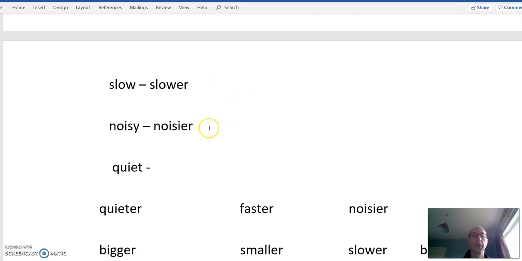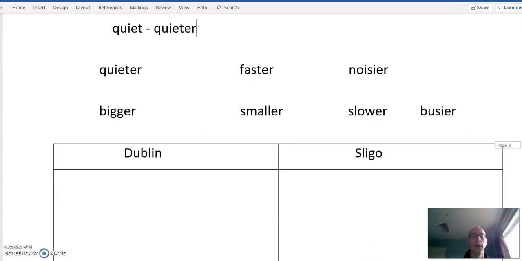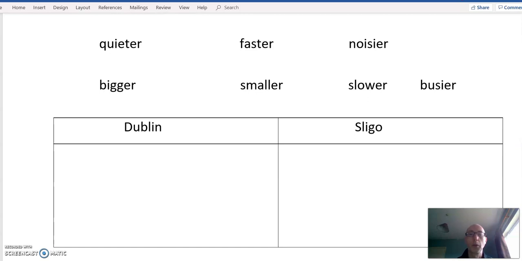Noisy, noisier. This one, we have a change. The Y changes to IER. So we take out the Y, and that changes to IER, you can see here. So that happens when we have a Y. Quiet. Quieter. Again, we just add the ER. So we can compare all kinds of things.